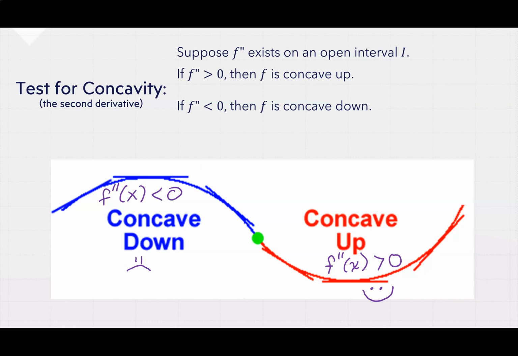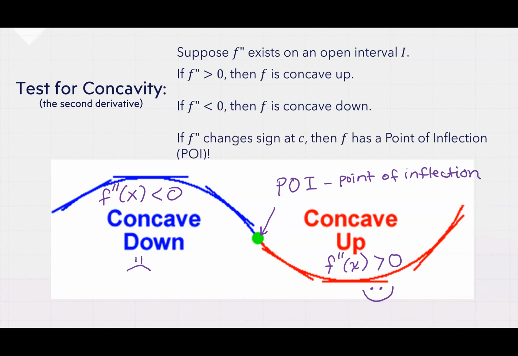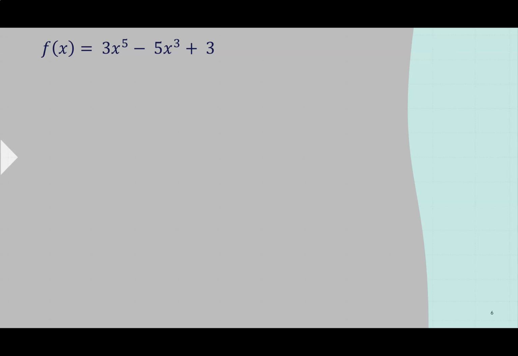Okay, the point where your concavity changes right here is called the point of inflection. Point of inflection. And I will just call that POI for this class. Point of inflection. All right. Let's do some specific example there.